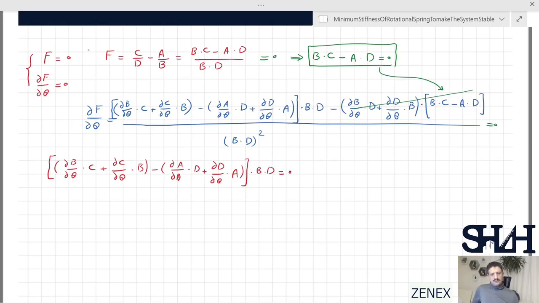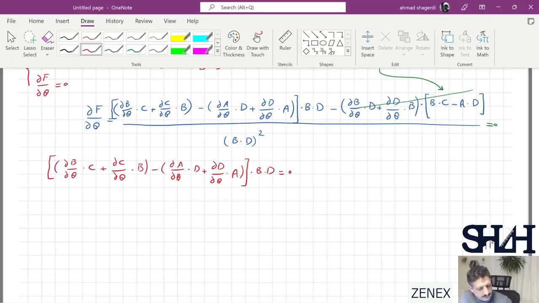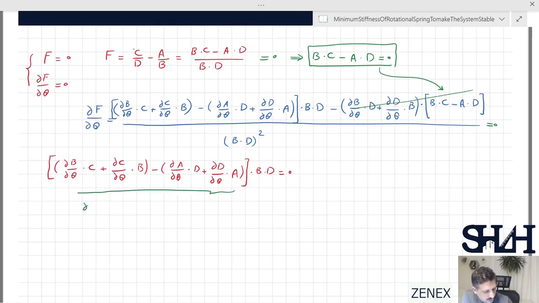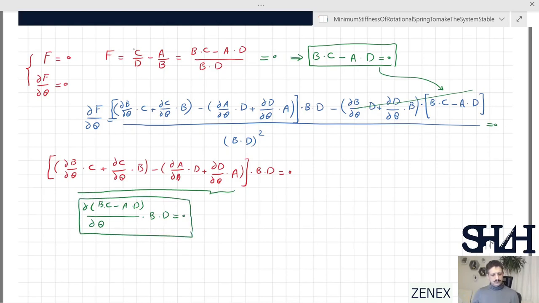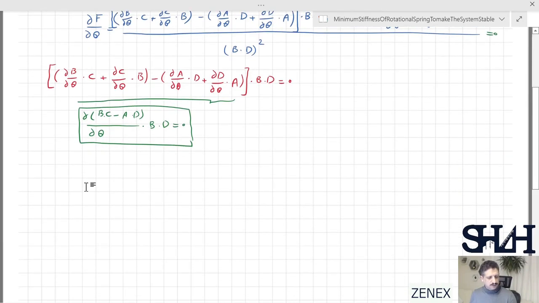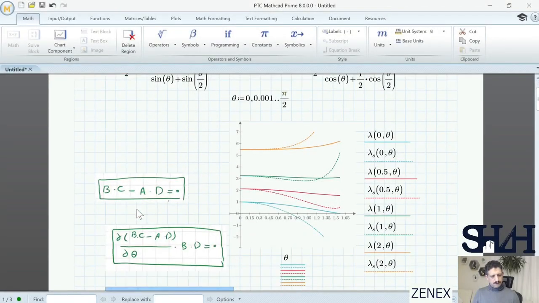So now we have two equations and two unknowns. I can rewrite this latest one as the derivative of (BC minus AD) with respect to theta, times B times D, equals 0. So two equations, and for the rest we can go through MATCAT and consider what is A, what is B, what is C, what is D. So I'll write down one more time that lambda equals A over B, and lambda needs to be less than C over D. So we have everything here.